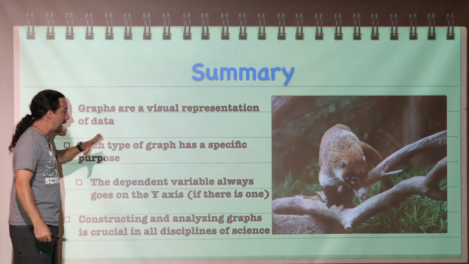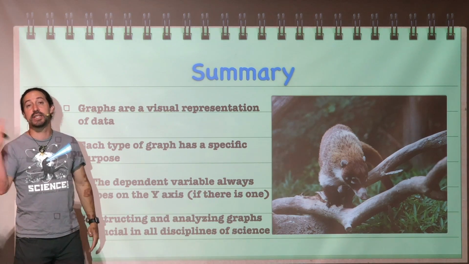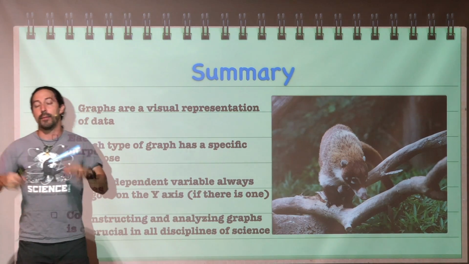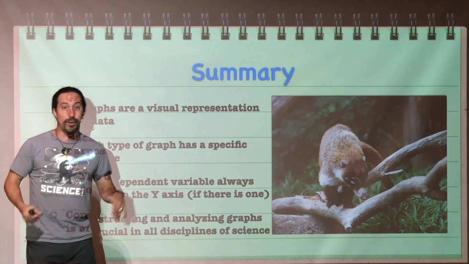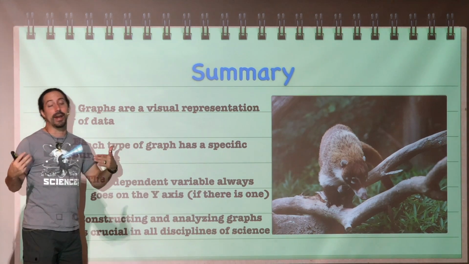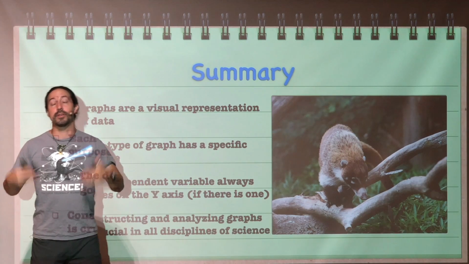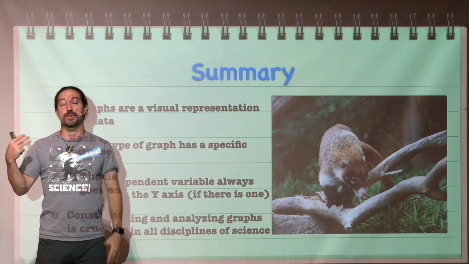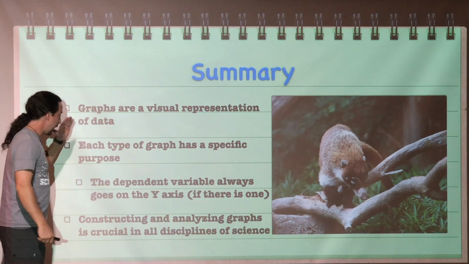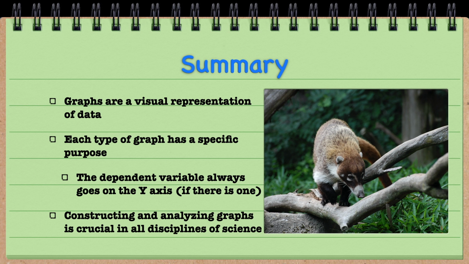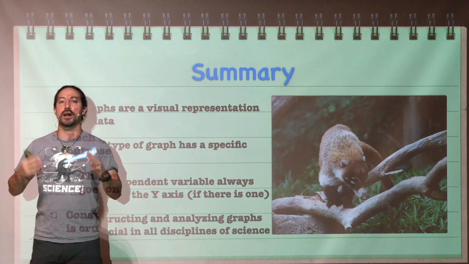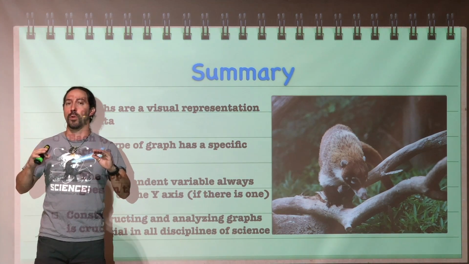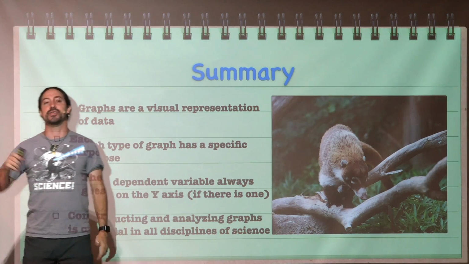Remember that if we happen to have a y-axis, then that's where the dependent variable is going to go. But we don't always have a y-axis because sometimes you have a pie chart and they don't have y-axes. But for both the line graph and for the bar graph, you're going to use the y-axis as where your dependent variable goes. And constructing and analyzing graphs, they are crucial to understanding our data. They're crucial to science because they help us understand a little bit more about the world. And that is what science is all about.